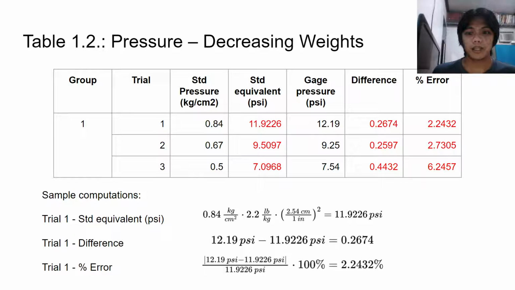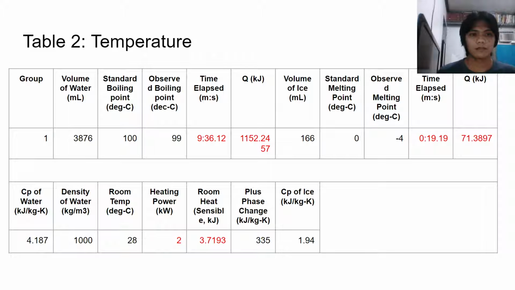So for the percent error, we also took the absolute difference between the gauge pressure and the standard equivalent, but we divided it by the standard equivalent and then multiplied it by 100%. So moving on to table 2, temperature.